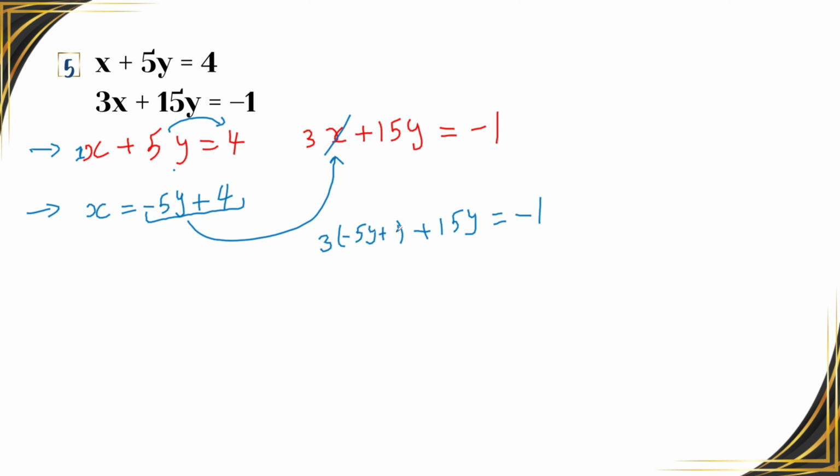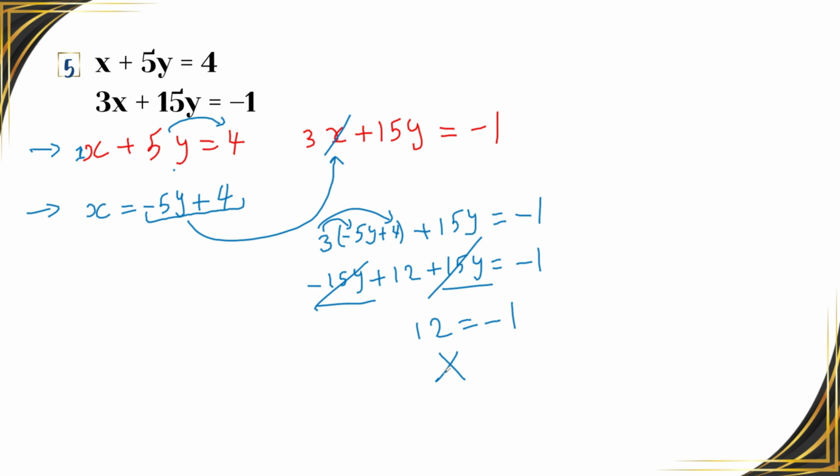The second step, distribute inside. Negative 15y. 3 times 4 is 12, plus 15y equals negative 1. Combine like terms. Negative 15y and the positive 15y will be 0. Now we have 12 equals negative 1. Is 12 equal to negative 1? This is impossible. If you get anything impossible, this means there is no solution for these two equations.